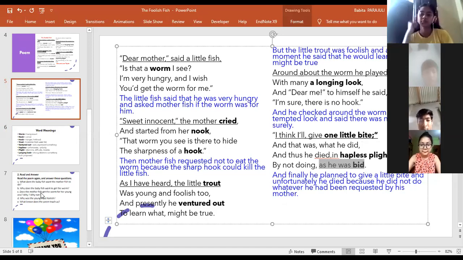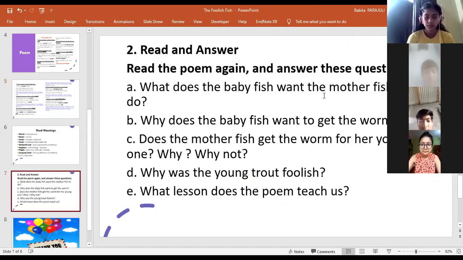Okay, now look, what does the baby fish want the mother fish to do? What does the baby fish want his mother fish to do? To manage worm for him, right? This is the answer. I will only tell the key answer, you write it by arranging it yourself. He wanted his mother to manage worm for him because he was very hungry, right? Okay?